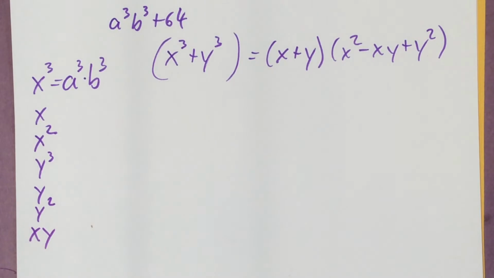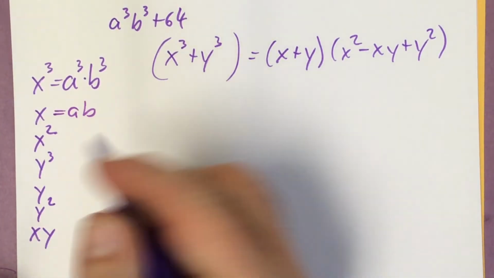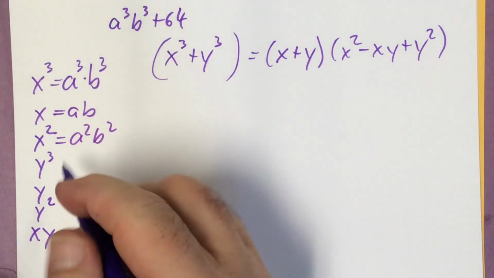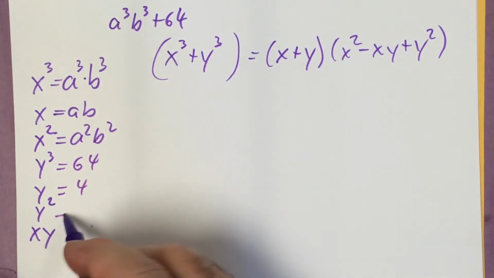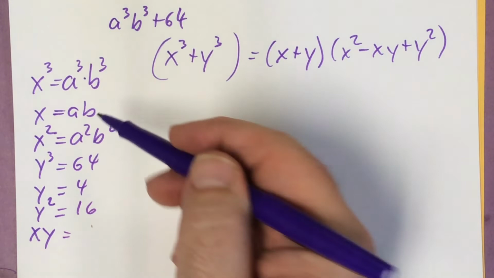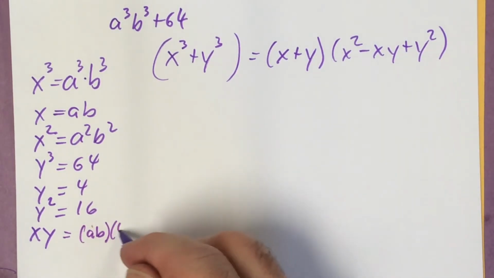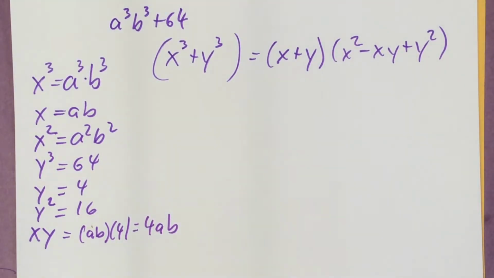I'm going to find all these pieces as I outlined on my online instructions and as I've shown in class. So if x to the third is equal to a to the third times b to the third, x equals ab. X squared equals a squared b squared. Y to the third is equal to 64. The cube root of 64 is equal to 4. 4 squared is 16. And then xy is just ab times 4, or 4ab.